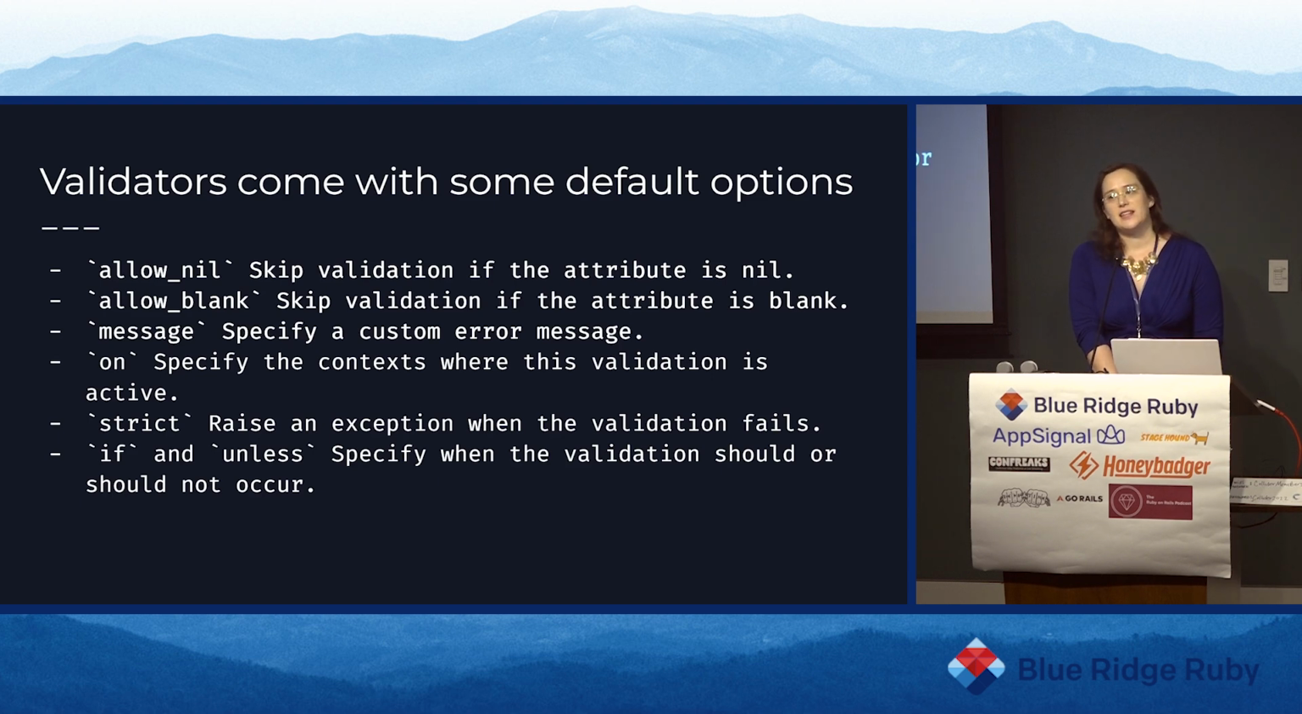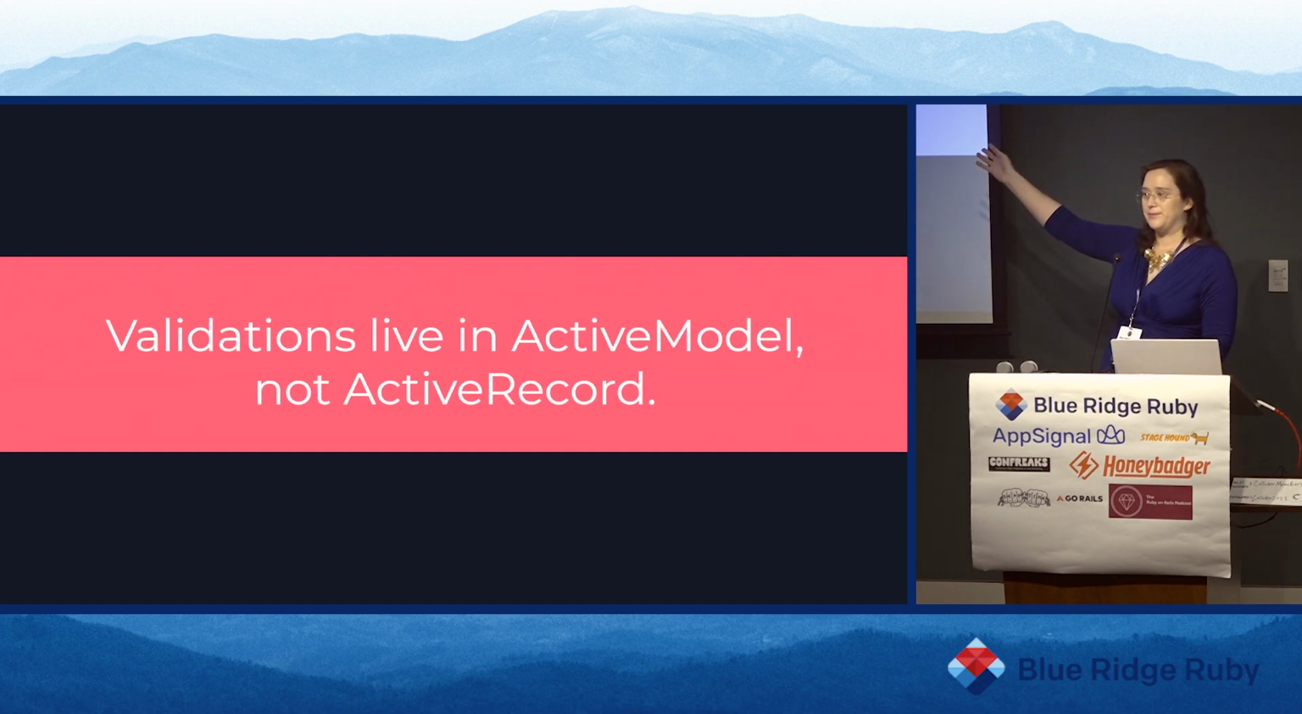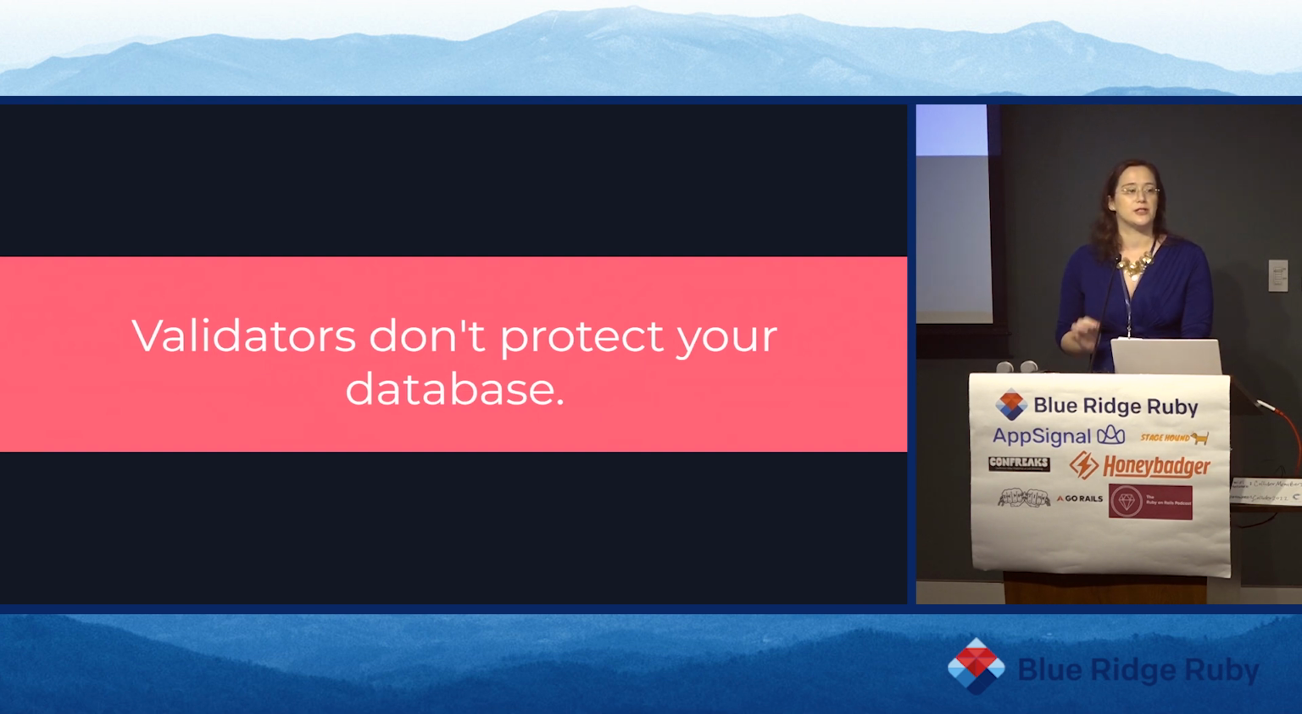There's another really big thing that I want to talk about with regards to ActiveModel EachValidator. Validations live in ActiveModel, not ActiveRecord. Now, when I first started working with Rails, we were inheriting from ActiveRecord::Base. So I was really familiar with ActiveRecord, but I wasn't really familiar with ActiveModel. And nowadays we're working with ApplicationRecord, so we're even further from these actual components and what they mean. But this subtle distinction is why validators don't protect your database, why they can't.